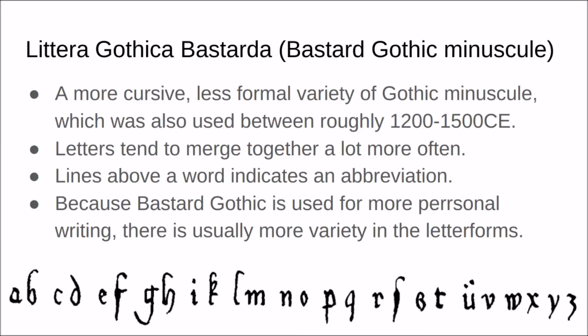One last one that we should look at is Littera Gothica Bastarda, or Bastard or Hybrid Gothic minuscule. This is a more cursive, less formal variety of the script we've just examined, and it was also used between roughly 1200 and 1500 Common Era. Its letters tend to merge together a lot more often, and there are lines above words where they abbreviated something. And because it's used for more personal writing, there's usually a bit more variety in its letter forms.